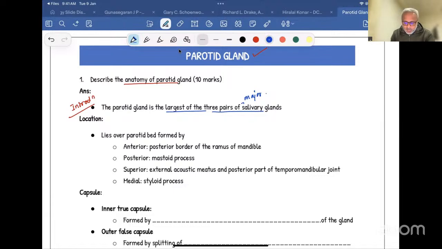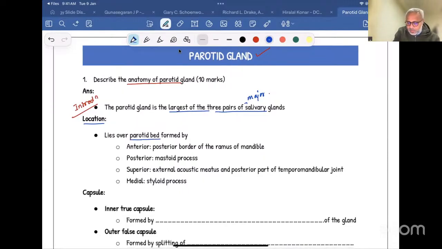First line. Then, where exactly is the parotid gland located? The parotid gland lies over a mold formed in your parotid region, and we will call this the parotid bed, right? Now, this parotid bed has an anterior, a posterior, a superior, and a medial limit. You don't have to draw a diagram for this, it's not at all important. All you need to mention is what forms the boundaries of the parotid mold or parotid bed.